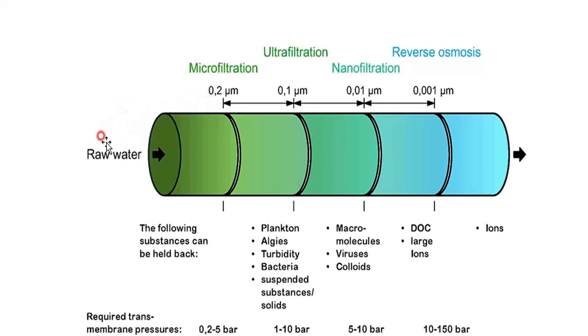Then the water is brought through microfiltration, and in microfiltration we remove particles like plankton, algae, turbidity, bacteria, suspended solids and so on. Then the same water is brought through ultrafiltration. There we remove macromolecules, viruses and colloids.